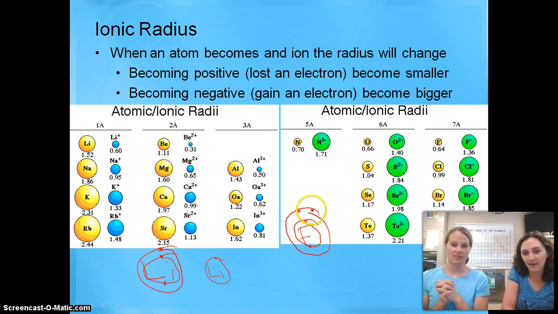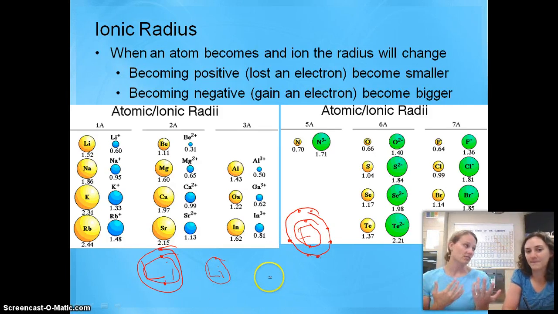Okay. 1, 2, 3, 4, 5, 6, and 7. All right. So we've got our outside shell. Right now it has 7, but it wants to get to 8. We've been talking about this for a long time. Once it gets that other electron, it becomes negative.